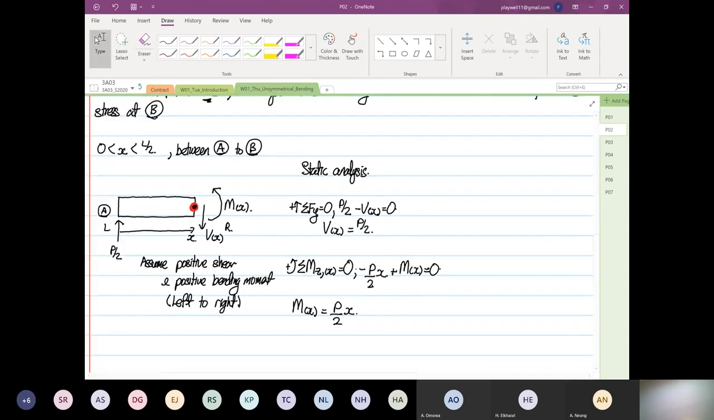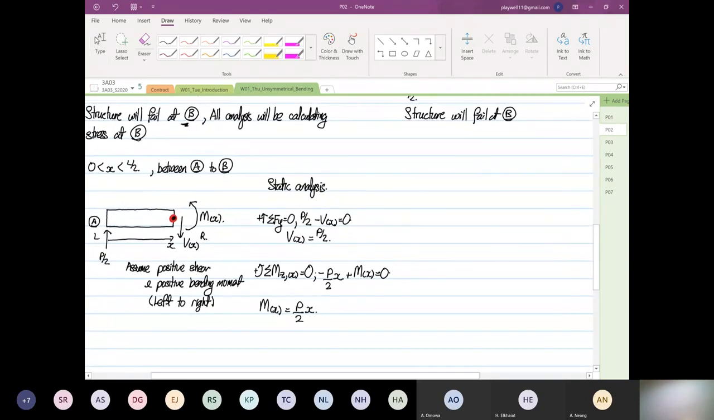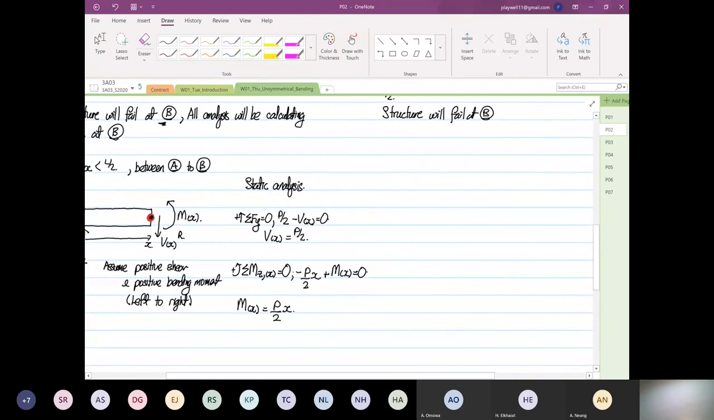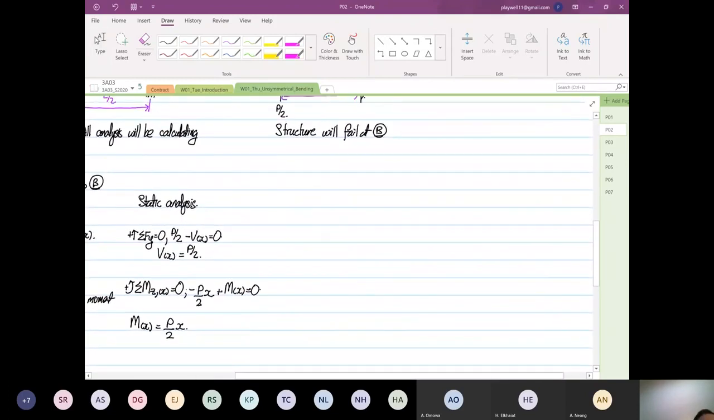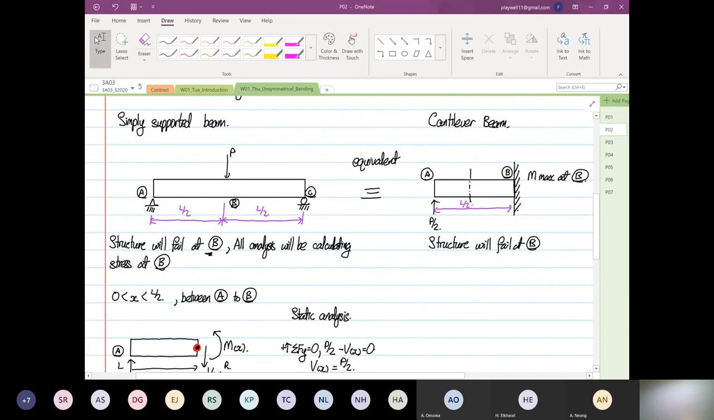So this is for between A to B for a simply supported beam. Now let's go into a cantilever beam. If we say that it's equivalent, mathematically the equation has to be the what? The same. No doubt physically it looks very different, but there's some similarity. I've shown you one of the similarities is that the failure will be at point where? The failure will be at point B.